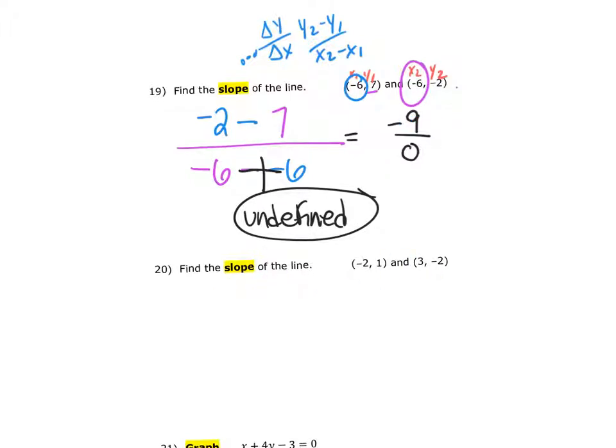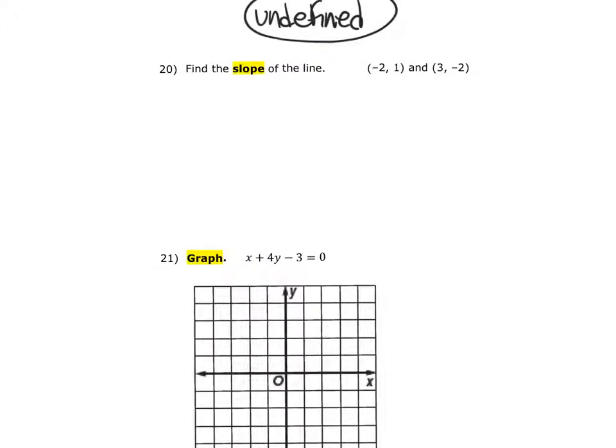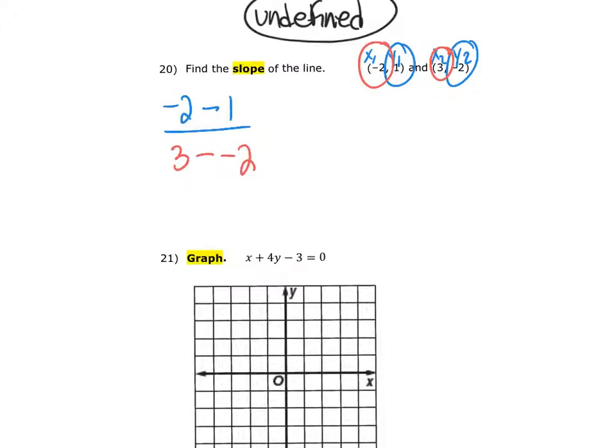So let's try this one. You guys, all right. x1, y1, x2, y2. So it's y2, which is negative 2, minus y1, which is 1, over x2, which is 3, minus x1, which is negative 2. It's 3 minus negative 2, which becomes 3 plus 2. Negative 2 minus 1 is negative 3, and 3 plus 2 is 5, and we leave it as a fraction because slope is always a fraction where the numerator is the rise and the denominator is the run.